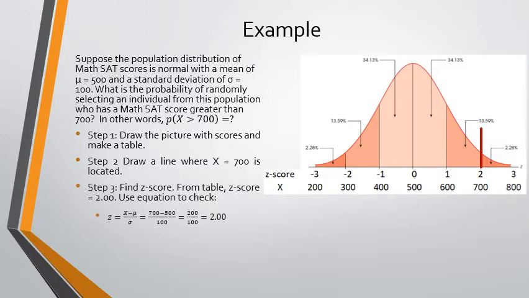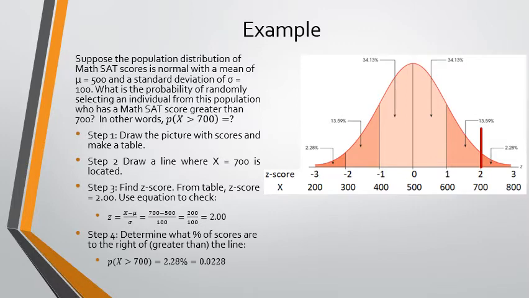Then I want you to find the z-score. In this case, you can just look at the table and tell that a score of 700 is a z-score of 2. You could also check your work by using the z-score equation. So you'd end up with 700 minus 500 over 100, which would again give you 2.